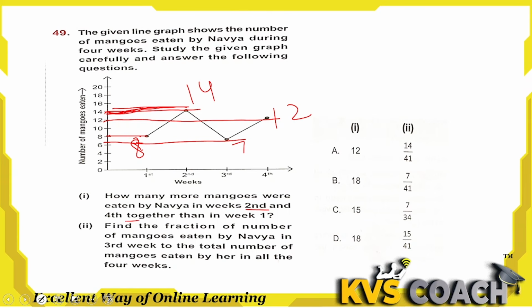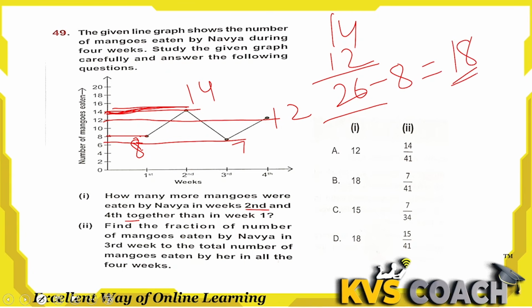than the first week? In the 2nd week she ate 14, in the 4th week she ate 12, that is 26 she ate, but in the first week she ate 8, so it means 18 is the right answer for the first question.